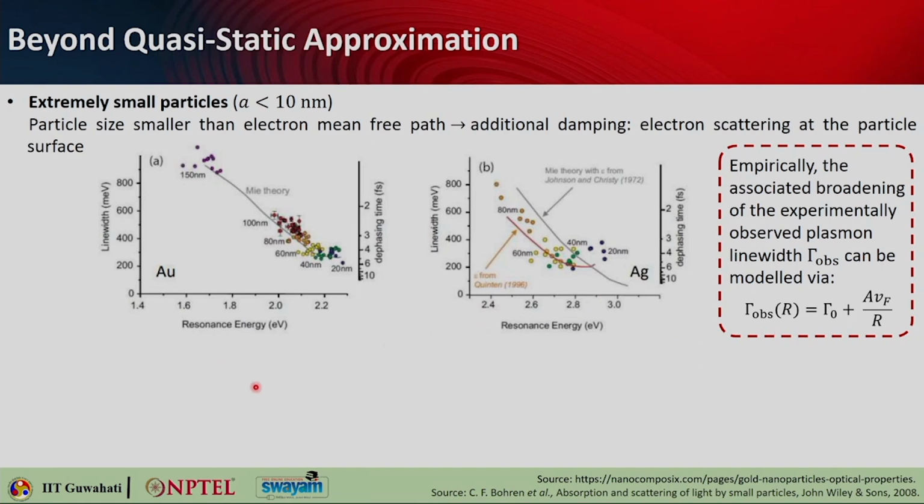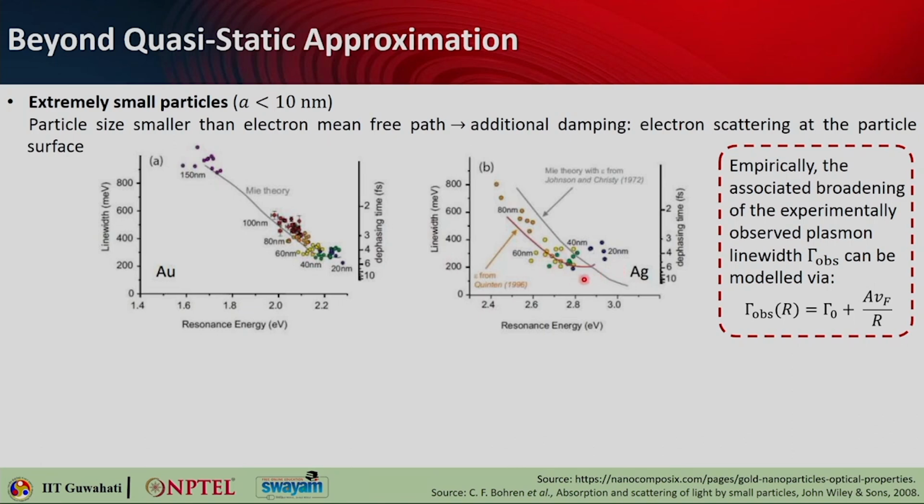So, here is a calculation of such line width and dephasing time versus resonance energy, and this has been done for gold as well as silver. As you can see, this line is basically Mie theory, and the particles which are smaller, like 40 nanometer, 60 nanometer, are very much lying on the Mie theory.